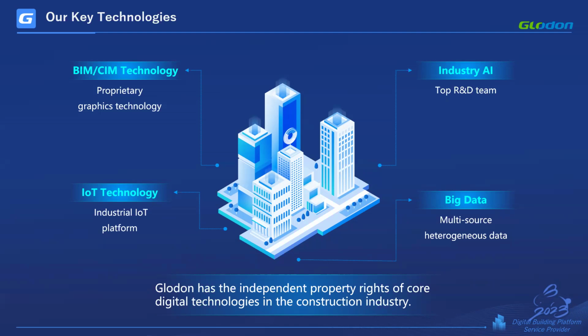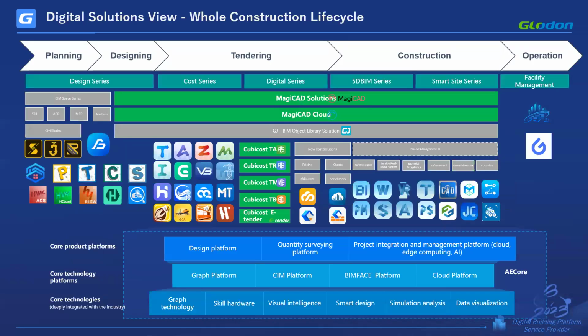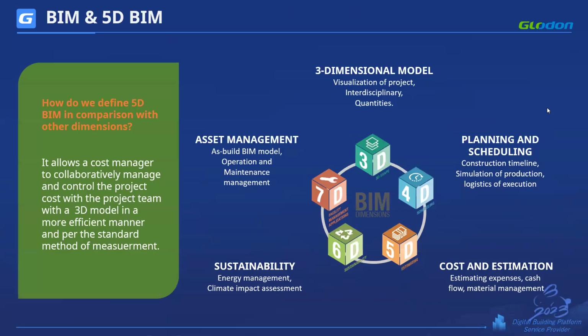So this is one of the biggest tech companies in China, and we have more than 100 products. You can see in this picture, Cubicost TAS, TRB, TME, and TBQ are 4 of them. And you can see Glodon products can be used during the whole life cycle of a construction project: planning, designing, tendering, construction, and operation. Our overall market share is more than 3.8 billion US dollars. So this is one of the biggest companies in China.